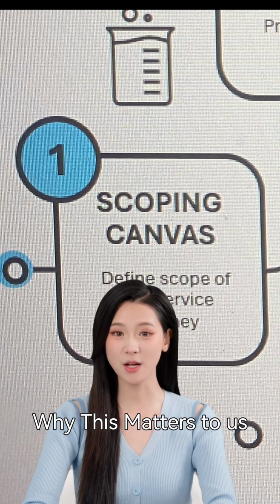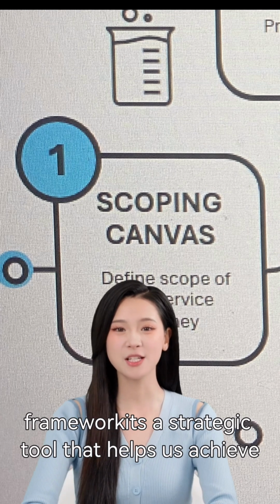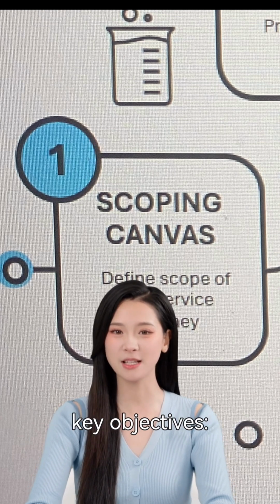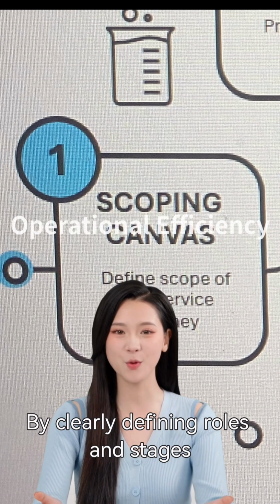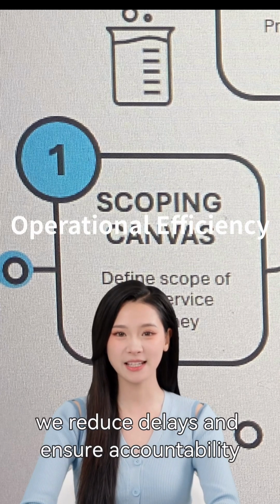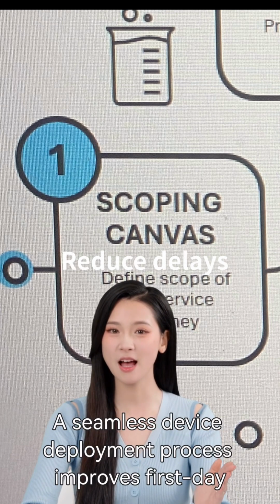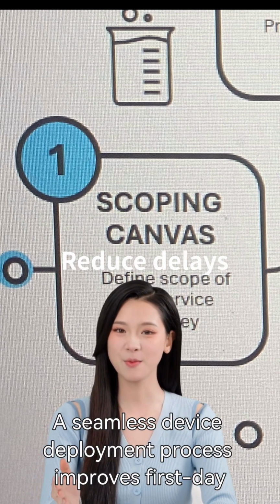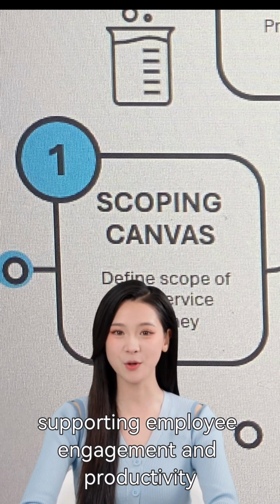Why this matters to us? This scoping canvas is not just an operational framework, it's a strategic tool that helps us achieve key objectives. 1. Operational efficiency. By clearly defining roles and stages, we reduce delays and ensure accountability. 2. Employee experience. A seamless device deployment process improves first-day readiness, supporting employee engagement and productivity.